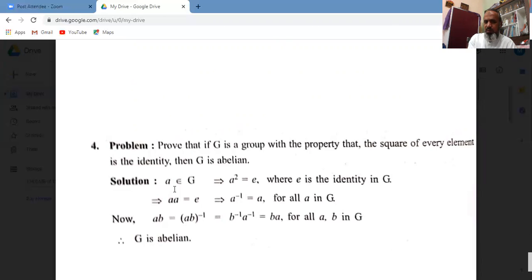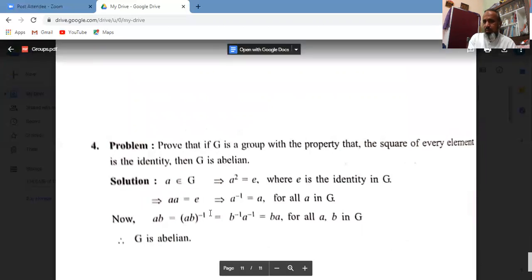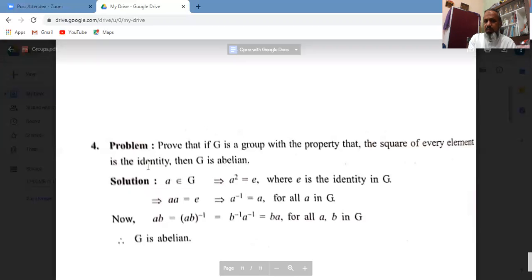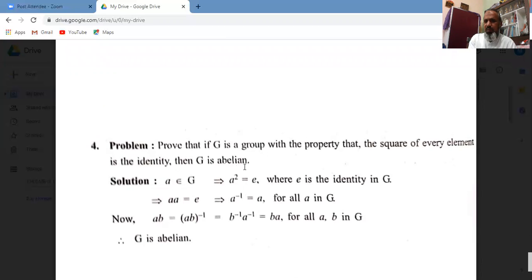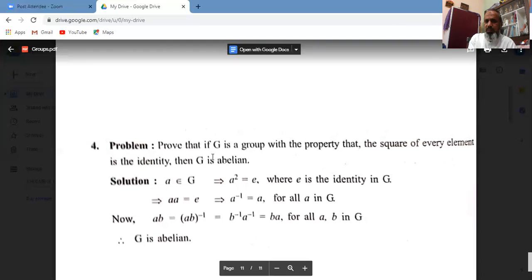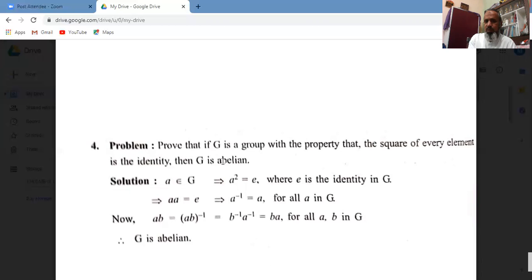If B belongs to G, B square is equal to E. C belongs to G, C square is equal to E. So these are the elements in the group G. So if G is a group with the property that the square of every element is the identity element, then G is abelian. We have to prove that the group G is an abelian group. If G is abelian, means A into B must be equal to B into A. We have to prove this property.